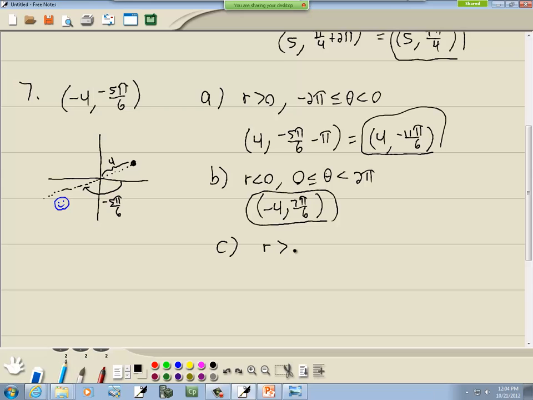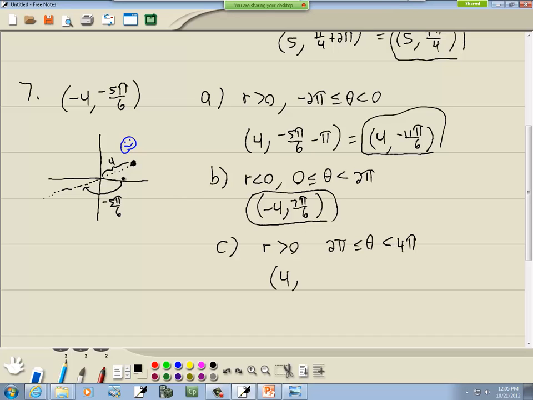And C, r is greater than 0, and 2 pi is less than or equal to theta, is less than 4 pi. r is greater than 0. That means we want it to be positive. So we got positive 4. So where we want to end up is in this quadrant. Since it's a positive 4, that means we'll just go out in the same direction as the angle. Now this is between 2 pi and 4 pi.